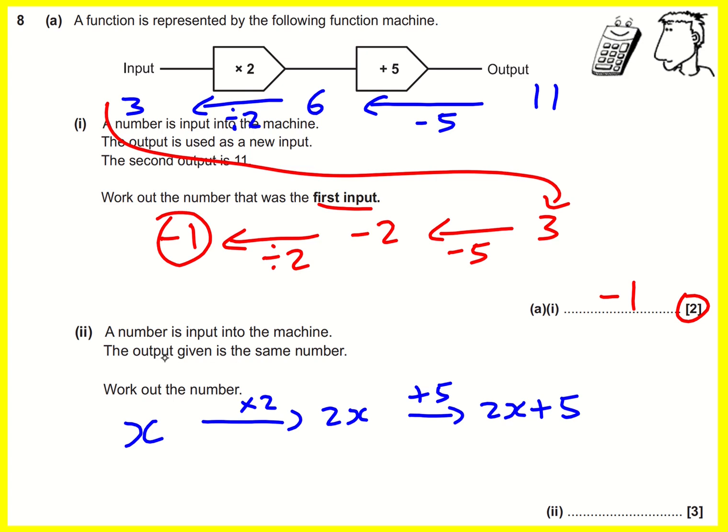But now it says the output is the same as the input. So I can create an equation. It must be that x is equal to 2x plus 5. And I've formed and solved an equation.